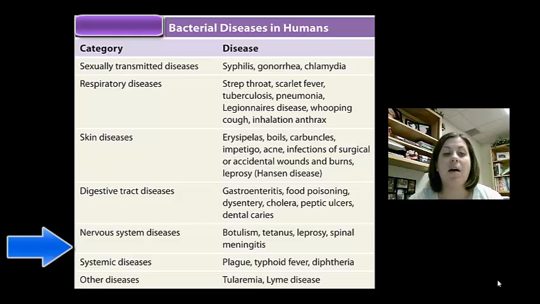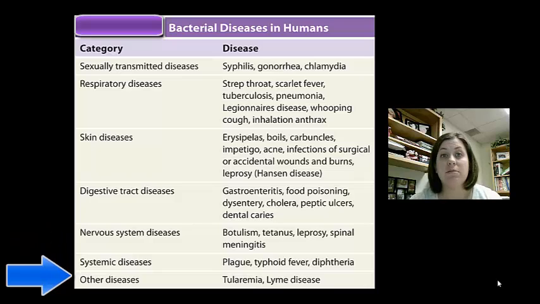Okay. Other diseases are like plague, like the Black Plague or the Black Death, typhoid fever, diphtheria, and also something like Lyme disease. Lyme disease is carried by ticks. So these are a good group of examples.